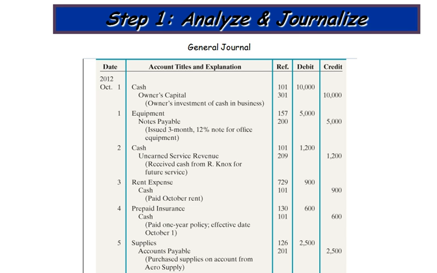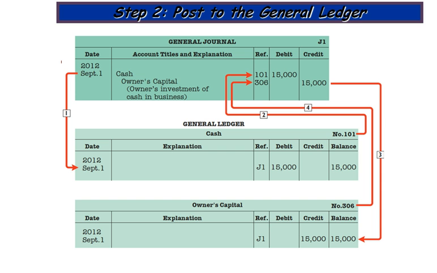Once you've put things in the general journal, it's time to record them into the general ledger. I have brought forward a general journal with one transaction in it made on September 1st, 2012, where cash was invested by the owner, resulting in this journal entry. Notice that when we debited cash, we went down to the cash account, account 101, and debited it for $15,000. We wrote J1 because this came from Journal 1 and extended the balance.